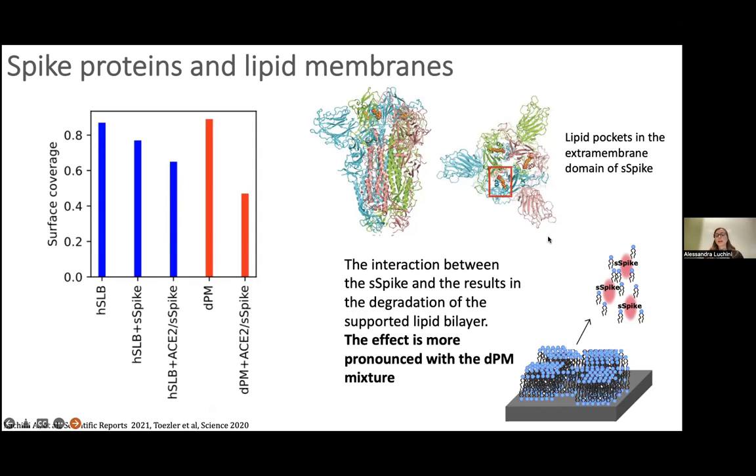So this in a way brought us to really believe that our hypothesis that the spike could bind lipids and then be removed during the buffer rinsing step was actually the cause for this loss of surface coverage.